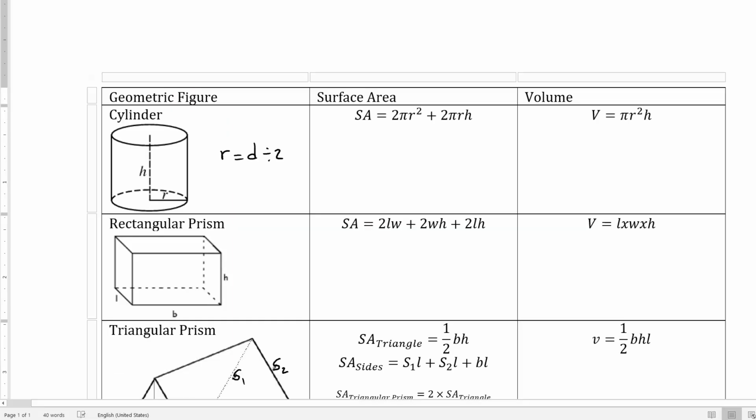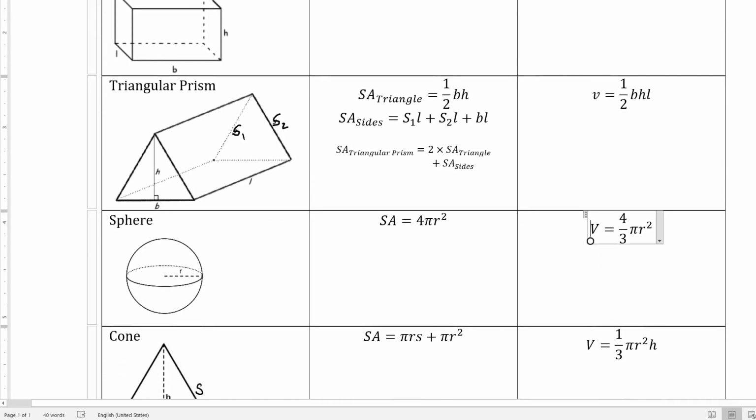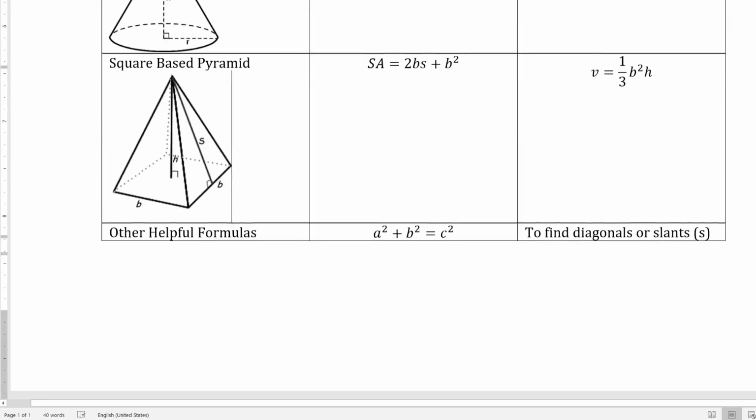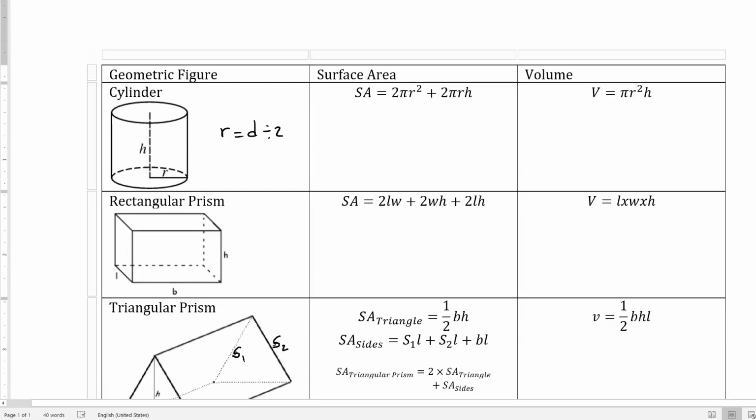Now, you will all have a sheet, or you should all have a sheet, that has the geometric figures on it with both the surface area and the volume. So these are the formulas that we are going to be using today. I won't go through each of the formulas right now, but I'll run through it a little bit with each example.